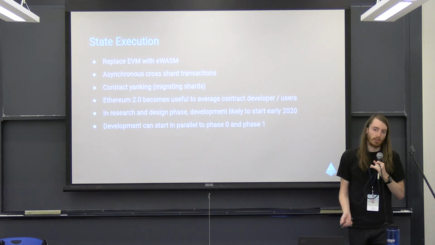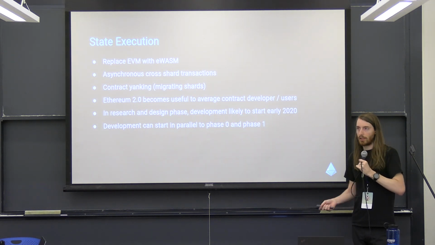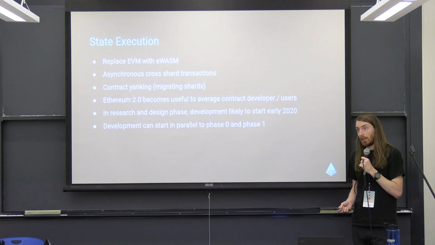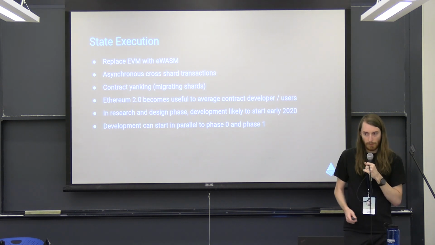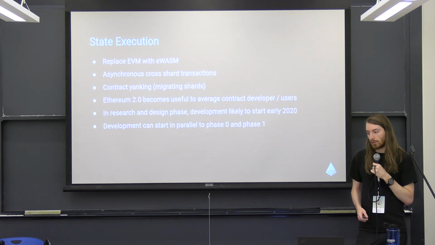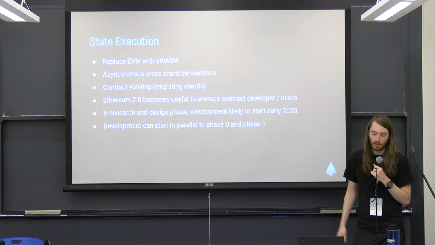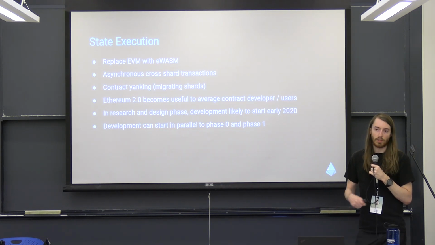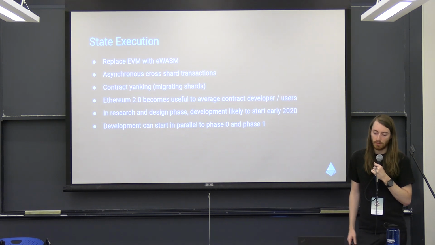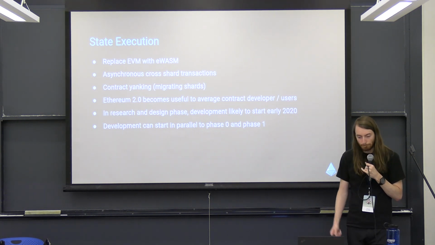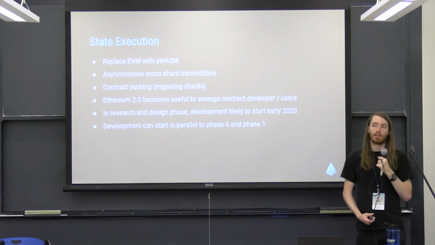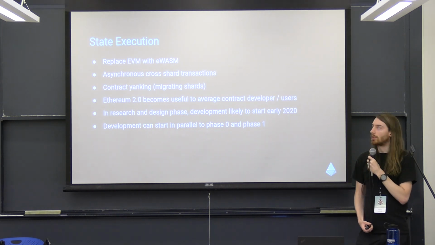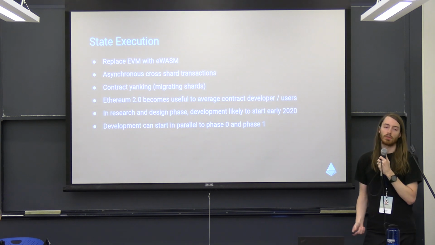Also migrating between shards. If you have a contract in shard 5 and it's getting really crowded for some reason, maybe there's some really popular app there and you just want to send a birthday card to your friend, you'll deploy that contract somewhere else or move it somewhere else using a concept called contract yanking. And this is exactly when the blockchain becomes very useful to the average developer.